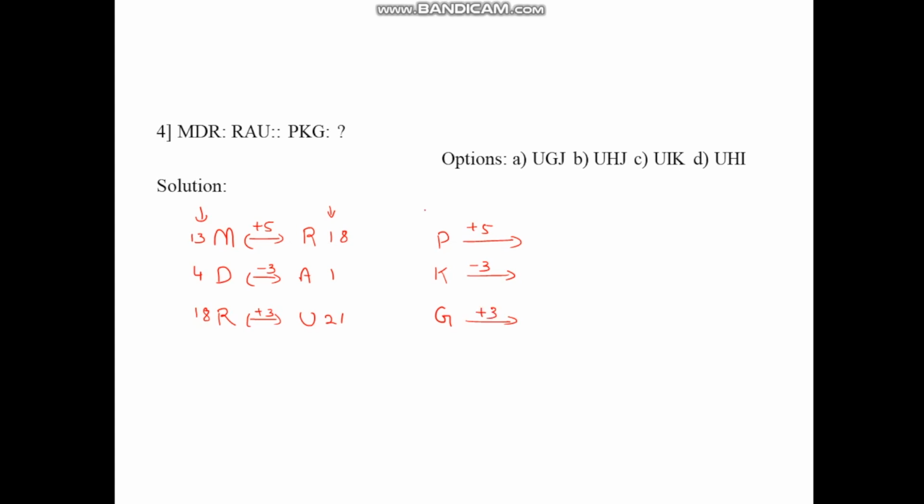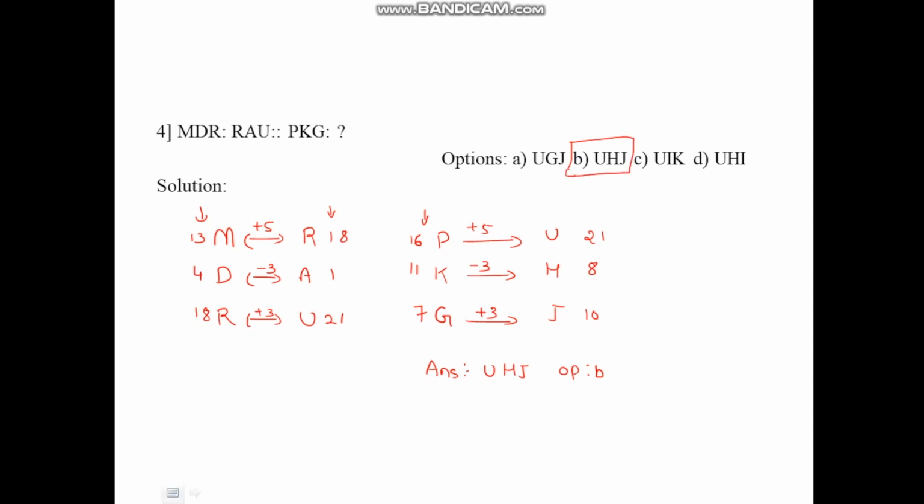Write down here the numbers of P. It is 16, K is 11, G is 7. 16 plus 5 is 21, that is U. And 11 minus 3 is 8, it is H. And 7 plus 3 is 10, it is J. So the answer I get is U, H, J. Is it there in the options? Yes, I think it is there. Yes, option B. Option B, U, H, J is the right answer for this question.